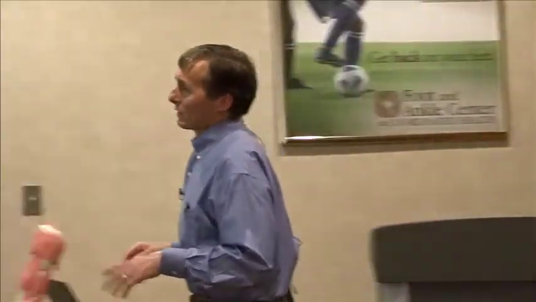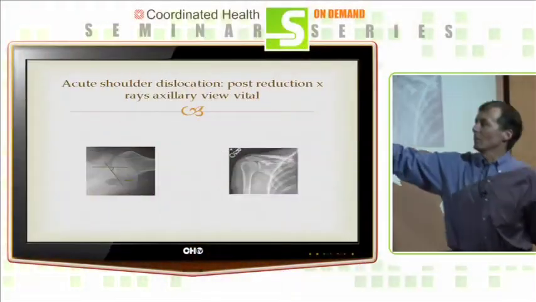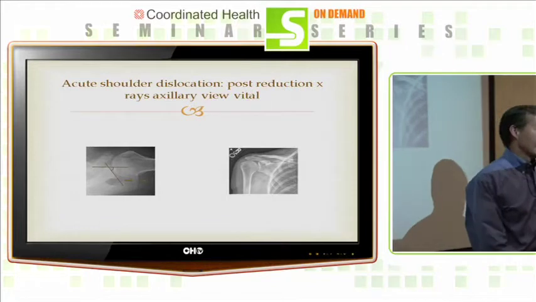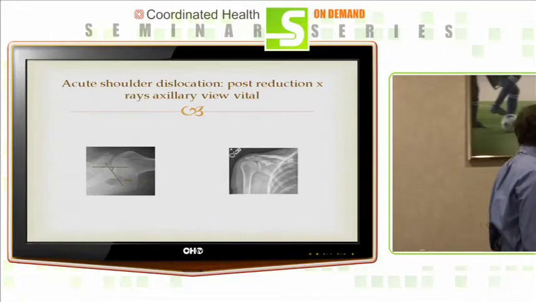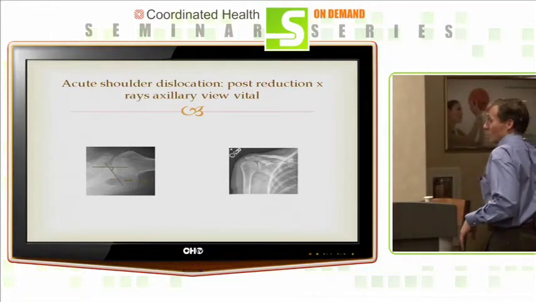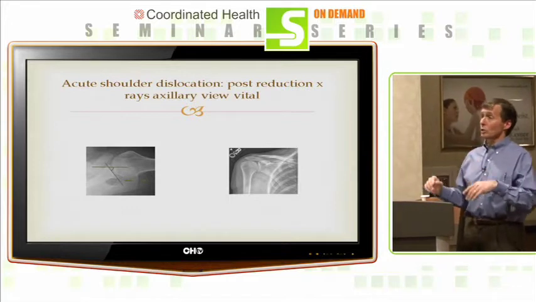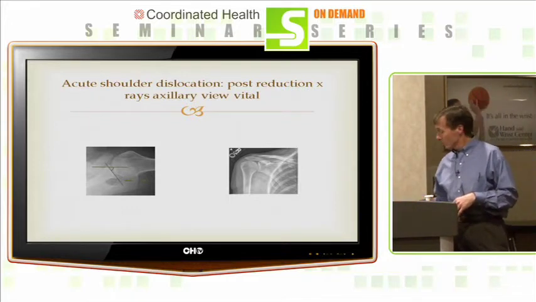So I get an x-ray, and x-rays have to be 2 views. I know this is a little technical, but it just makes sense. You want to look at it this way, and then looking up into the armpit. That's called the axillary view, and that second view confirms the dislocation. It confirms the position of the shoulder, whether it's in or out.